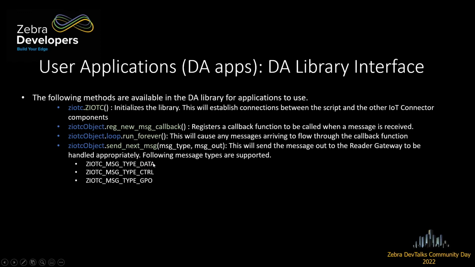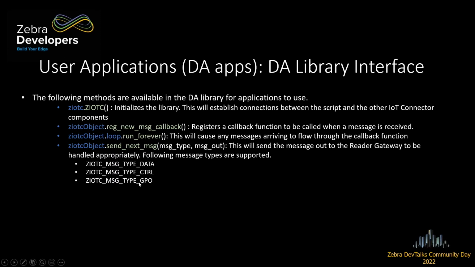Now, data message is simple. Whenever the DA application gets a callback from the radio control, or gets a data event from the radio control, you process the data appropriately, and then when you want to send it back, you just send it back and set the type to data. And the reader gateway will then know that this is a data message from the DA app, and it needs to be sent to the data endpoint. And the reader gateway will take care of it.